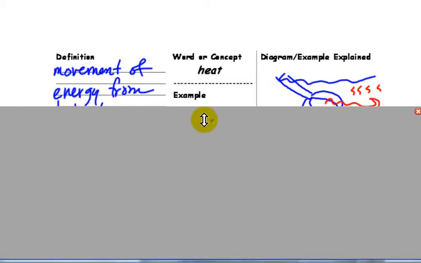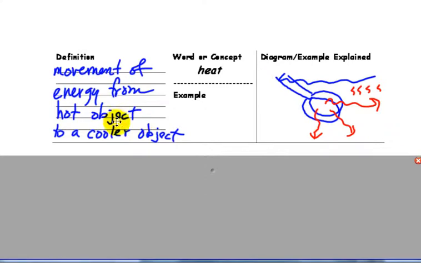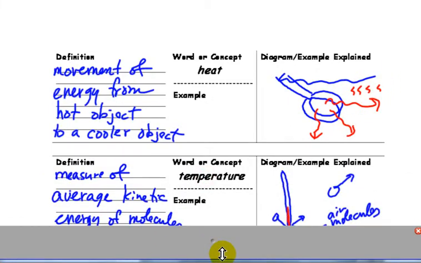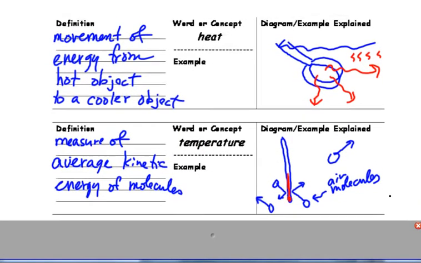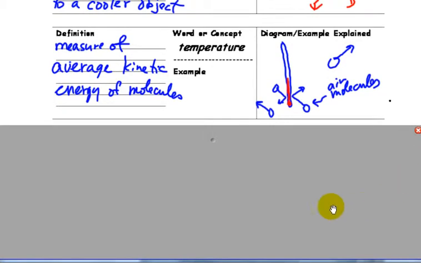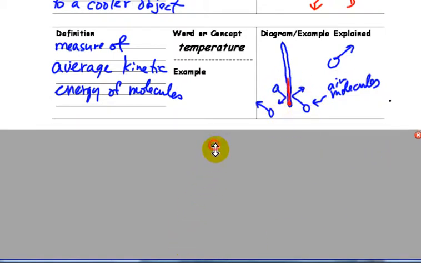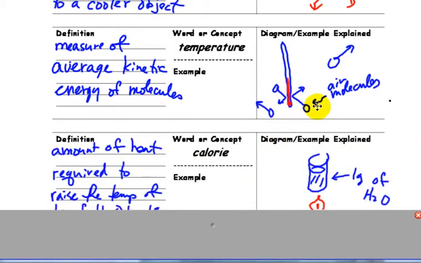Heat: movement of energy from a hot object to a cooler object. So my example here is kind of a poorly drawn hot frying pan being thrown in water in a sink. The heat would go from the pan to the water, making that sound. Temperature: measuring the average kinetic energy of molecules. So if you have your thermometer outside, it's measuring the kinetic energy of those air molecules hitting it. Of course, if it's hotter, they move faster, hit harder, etc.